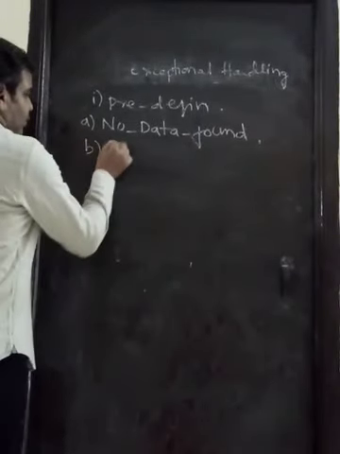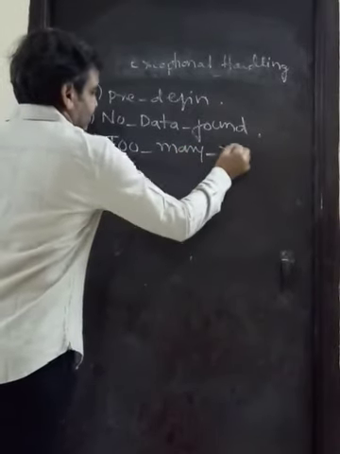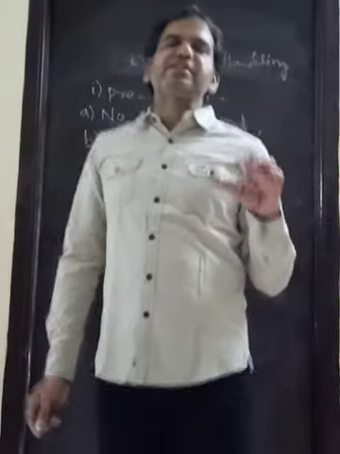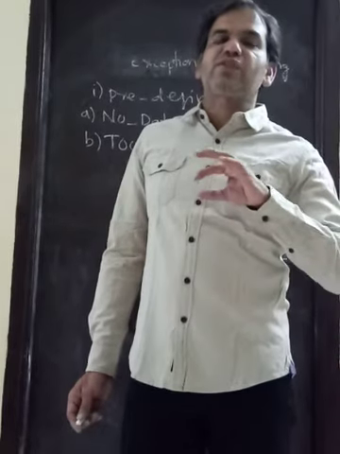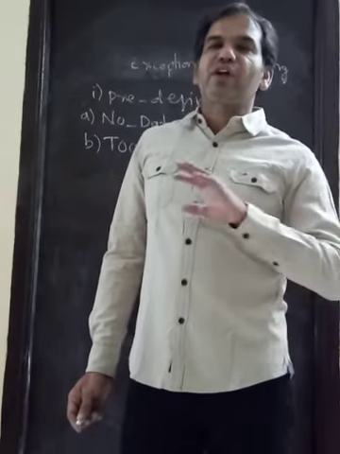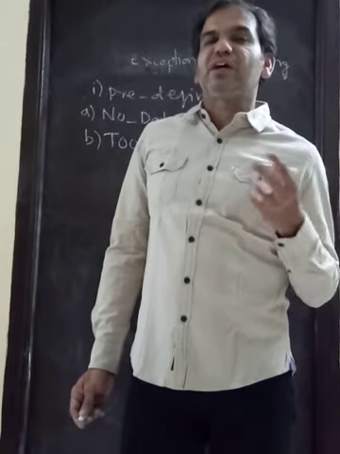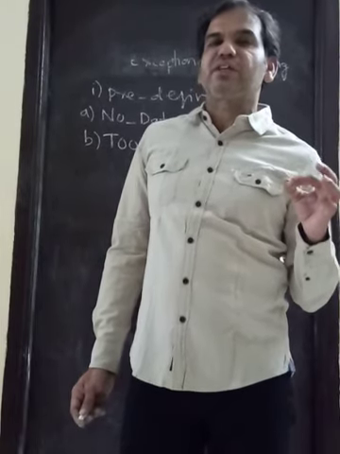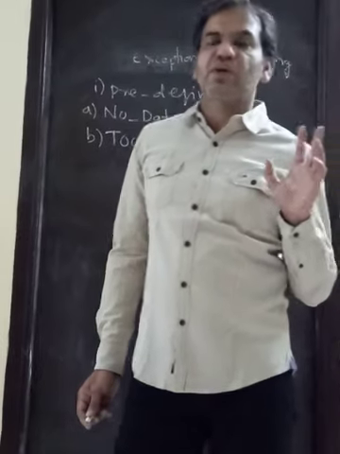Okay. Second one, too many rows. If we are accessing any data from a table and multiple rows are there, we can't access it without a cursor. At this time, if we are not using the cursor concept in a program, this exception will be raised. So we should write some proper message in that exception. So, too_many_rows. Okay, right.